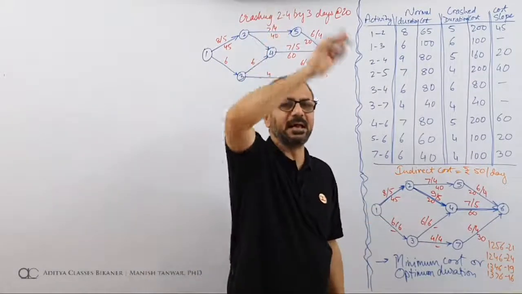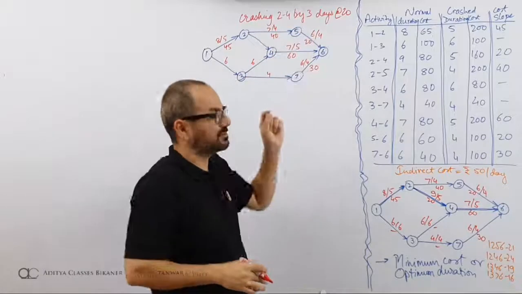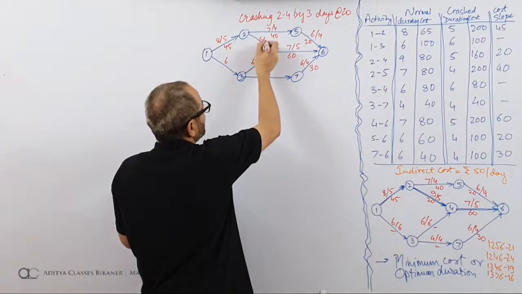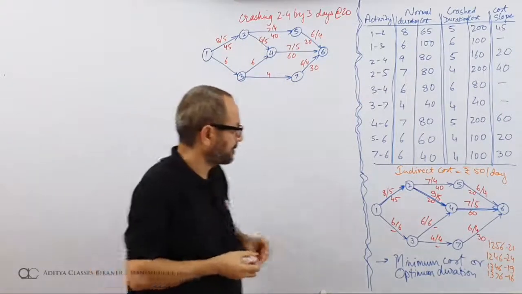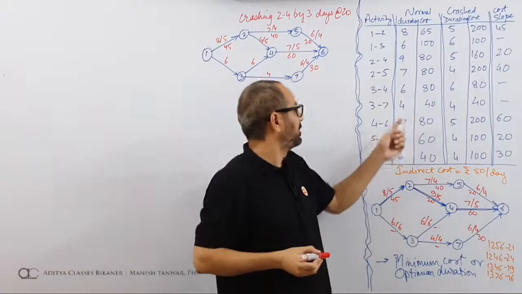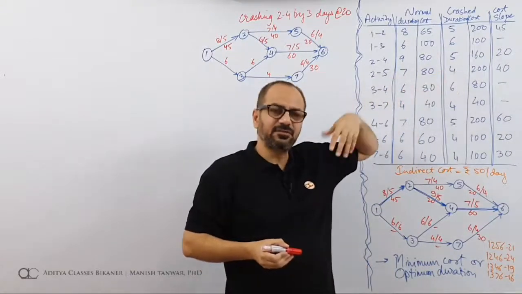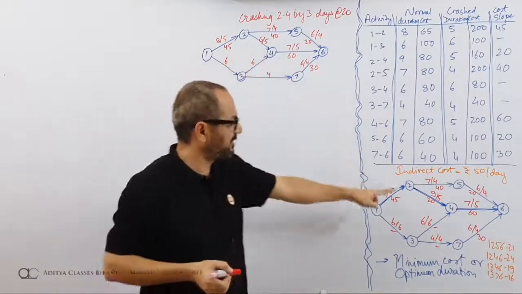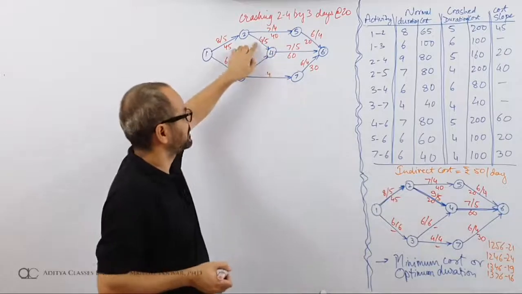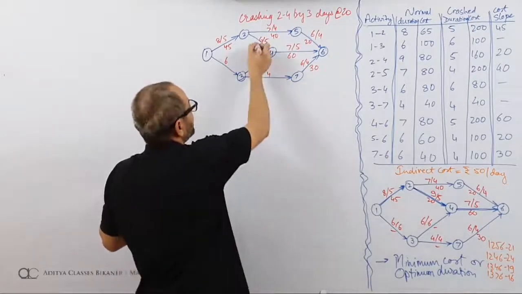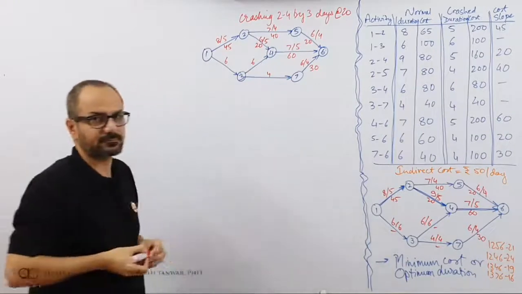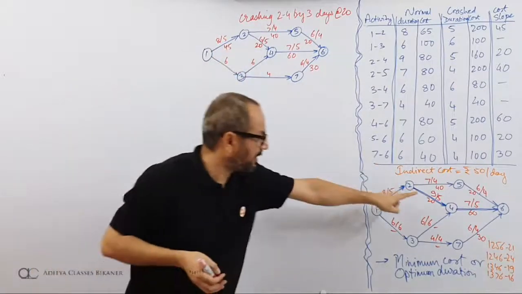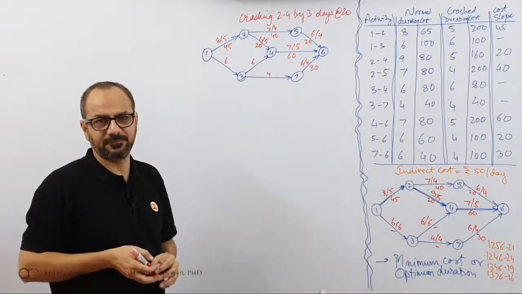It was being done in 9 days, but I have crashed it by 3 days. So now it will be done in 6 days. I will be doing it in 6 days, but it can be done in 5 days. Right now I was doing it in 9 days normal, but it can be done in 5 days. Instead of bringing it down to 5 days, I am bringing it down to only 6 days. Earlier it was being done in 9 days. Now it is being done in 6 days. And what is the cost slope? Further, if you try to reduce it, it will cost you 20 rupees per day. So all other activities are same. The only difference is in this activity. Instead of 9-5, it has become 6-5.